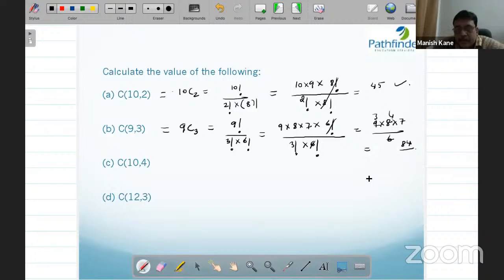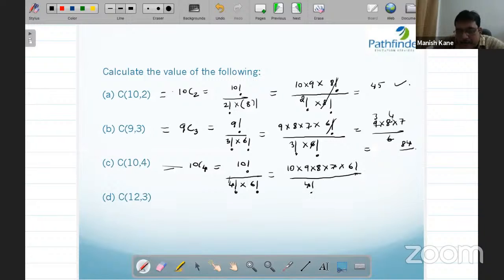Please make sure that you know how to calculate this. I hope everybody has understood how to calculate this. This is 10C4. This is factorial 10 upon factorial 4 into factorial 10 minus 4, that is factorial 6. I can write this as 10 into 9 into 8 into 7 into factorial 6 upon factorial 4 into factorial 6. This cancels out, and 210 is your answer.